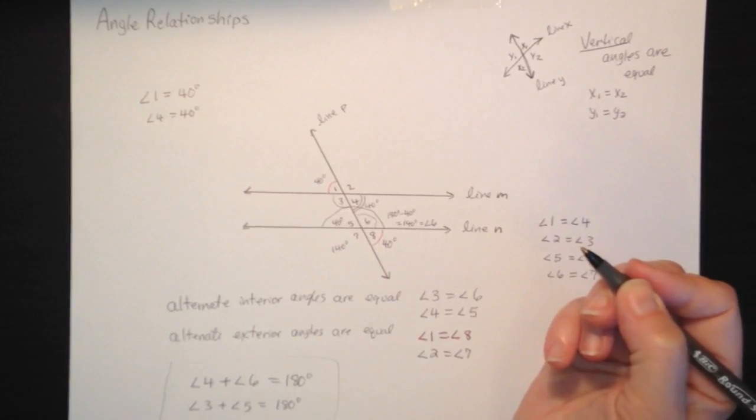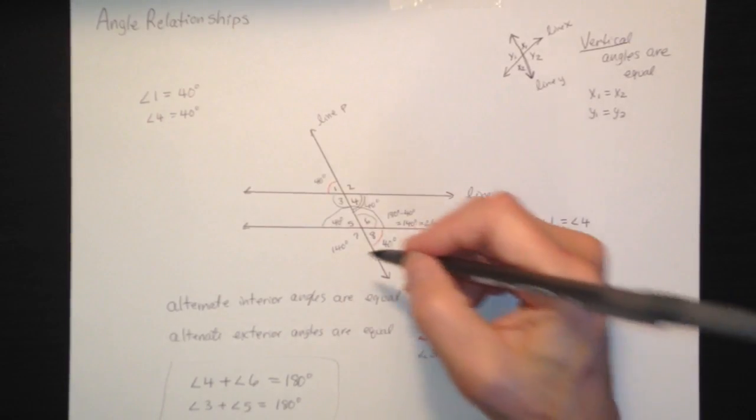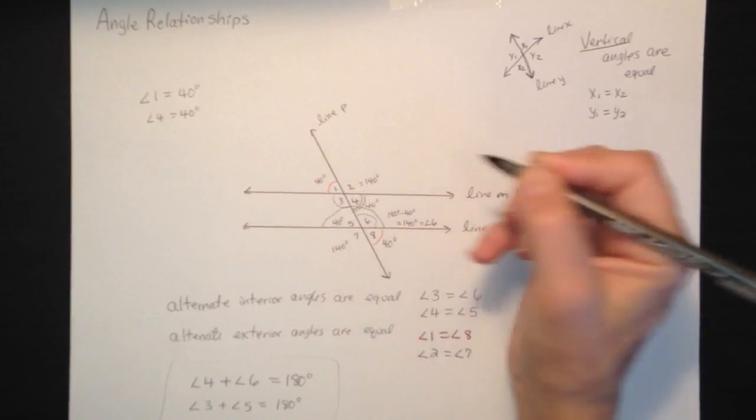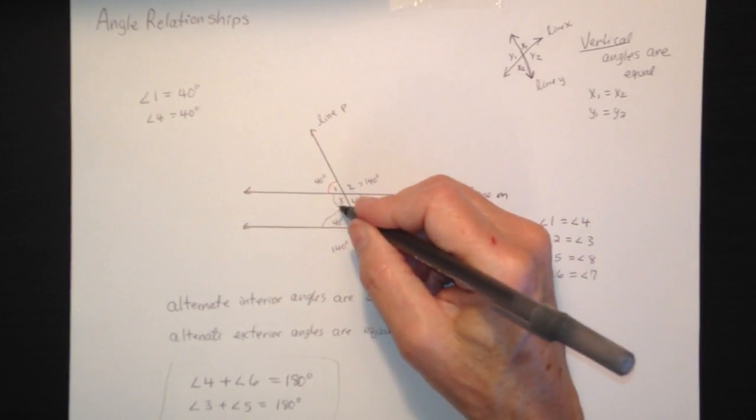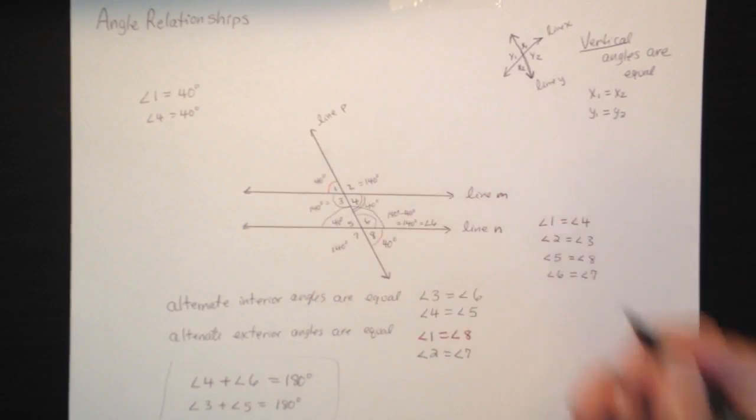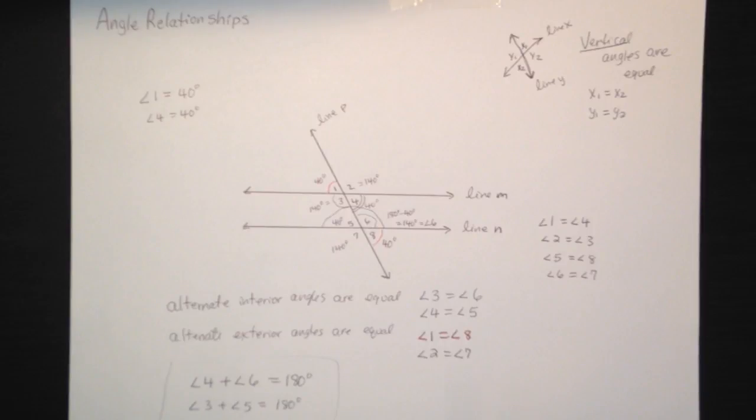And then alternate exterior angles are equal, so angle 7 and angle 2 are equal. This is 140 degrees. And across from 2 is this vertical angle 3. This is 140 degrees. And then by knowing the measure of one angle, we could figure out all of the rest of these angles.